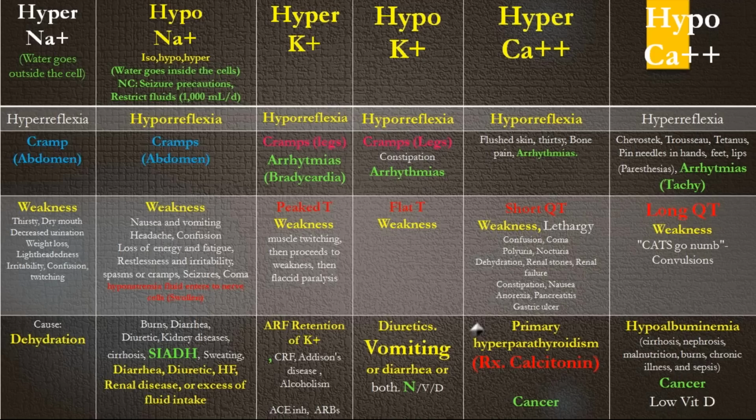Second, cramps. Cramps in the lower extremities with potassium. Cramps in the abdomen with sodium. They are going to affect the nervous system. Who first? The sodium. When you have hypernatremia or hyponatremia, they can actually affect the nervous system. So you have LOC.